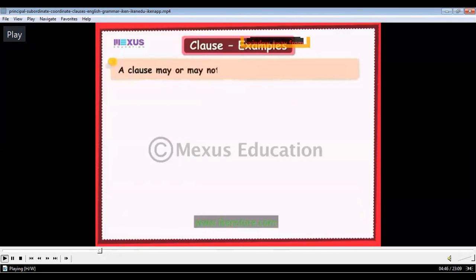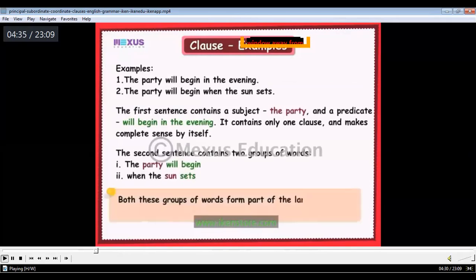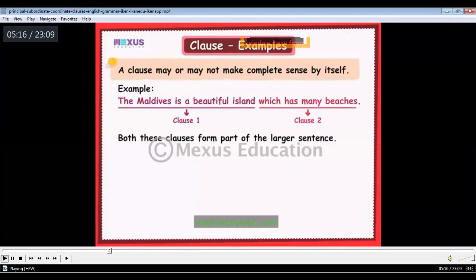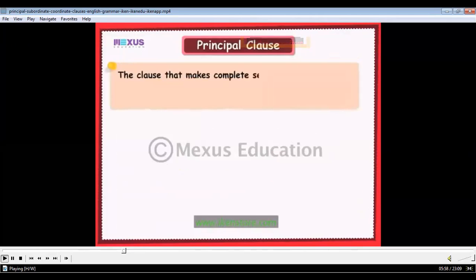May or may not make complete sense by itself. Let's look at the following slugs. The clause. The slugs may or let's look island center for the clause has clause makes complete sense.